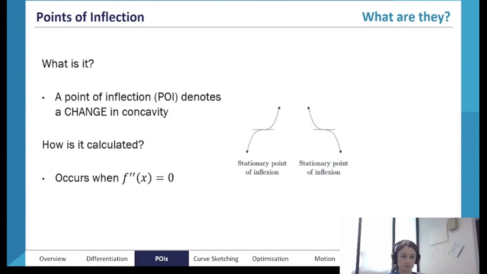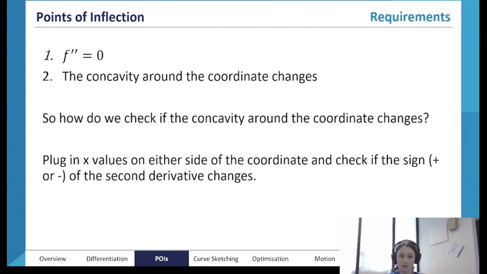So these are, I guess, the requirements of a point of inflection. The first requirement is that the second derivative is equal to 0, which is what we saw before. The second requirement is that the concavity around that coordinate changes. And this is really important, because if the concavity around the coordinate doesn't change, then it's not a point of inflection.